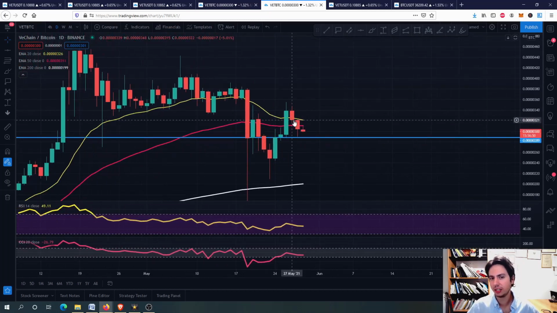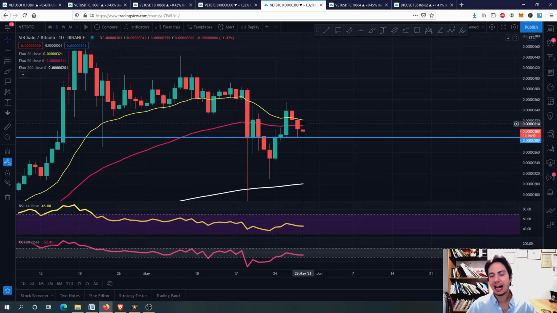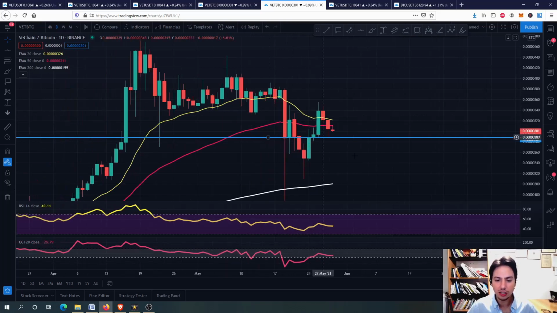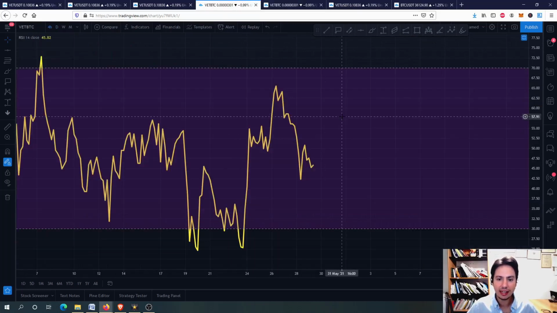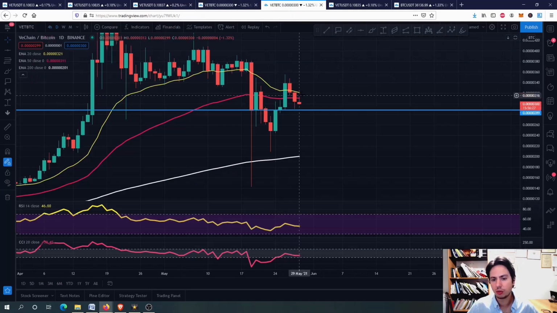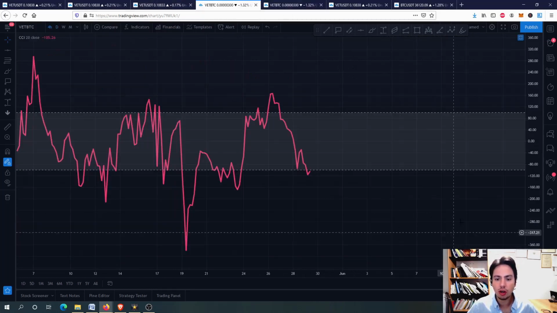If we see this bearish cross, I will be the first one to tell you guys that Vechain will start to underperform against Bitcoin, and there we might have a problem. For now, we don't have this situation going on. It is looking good, and of course, if we had an overbought situation where we would see the Commodity Channel Index above the 100 level here, then I would tell you that we might see this bearish cross. But for now, this doesn't happen.